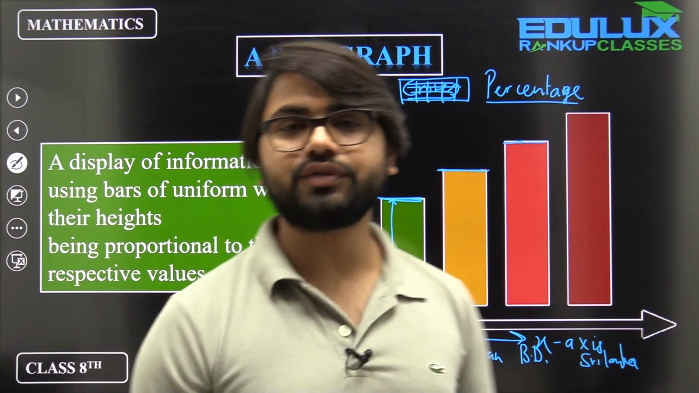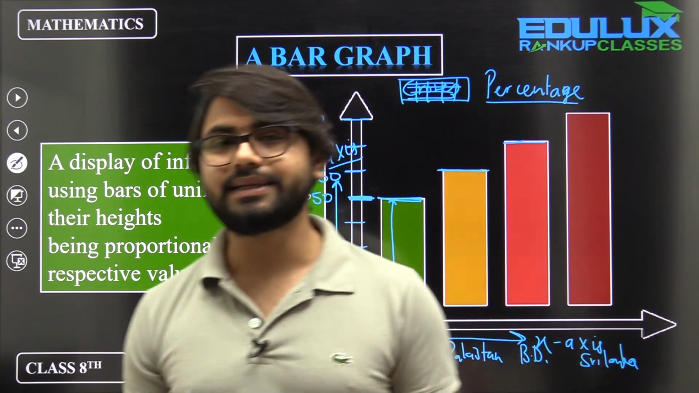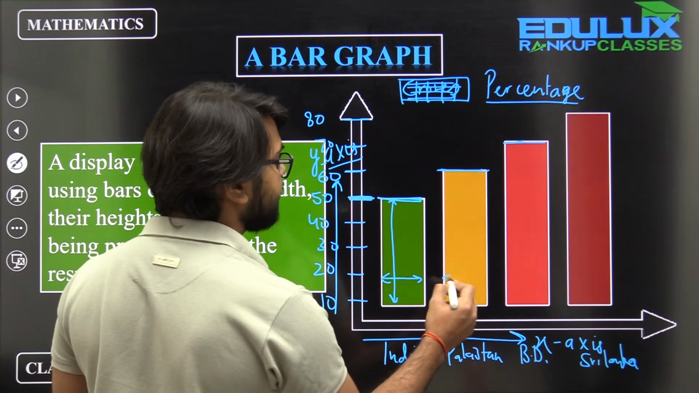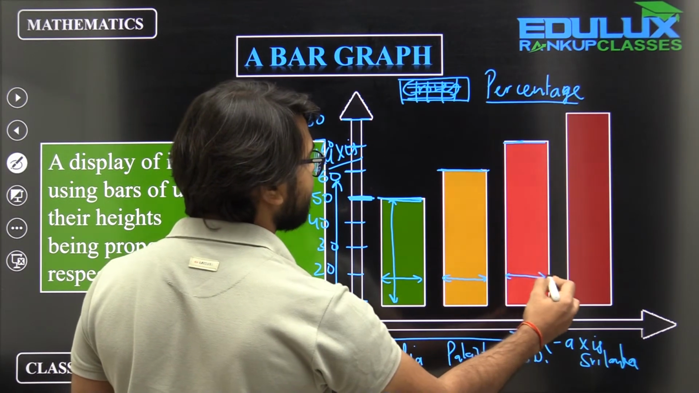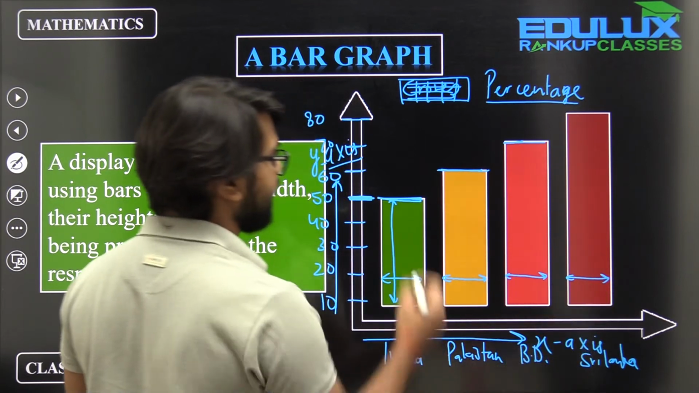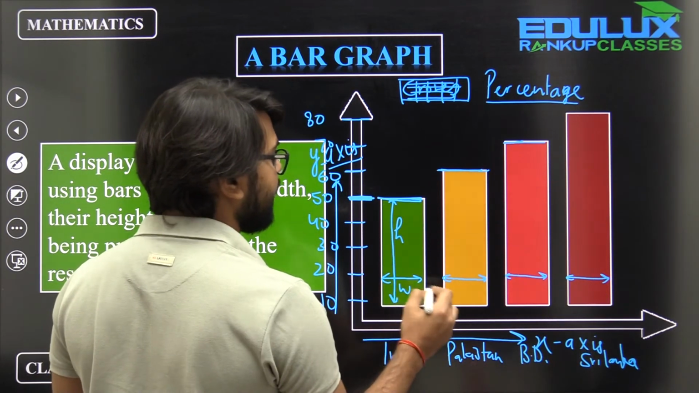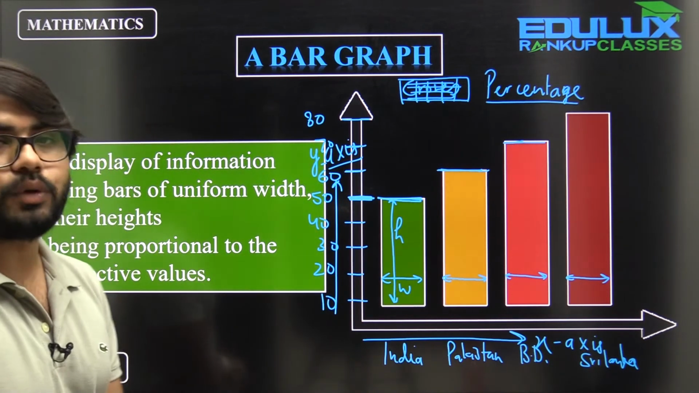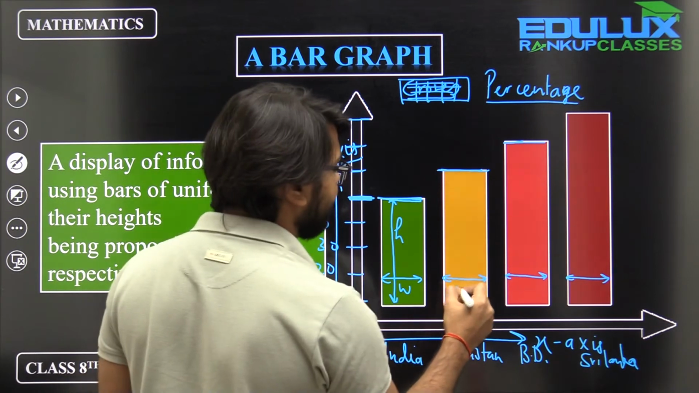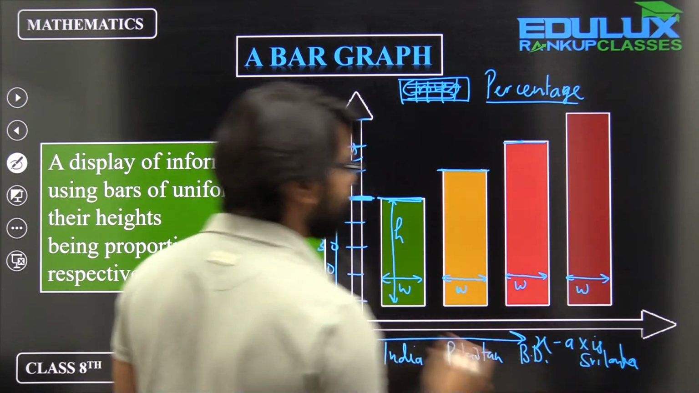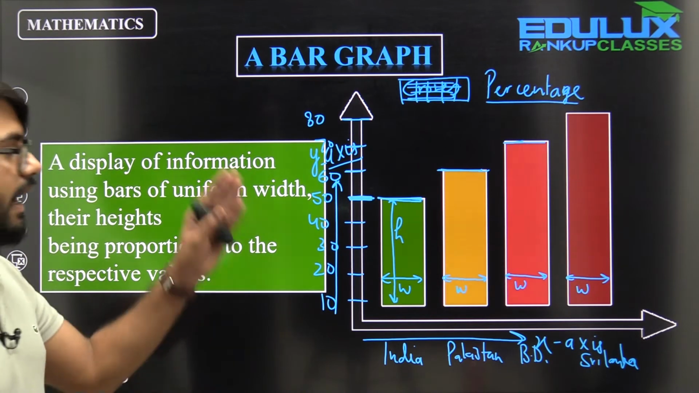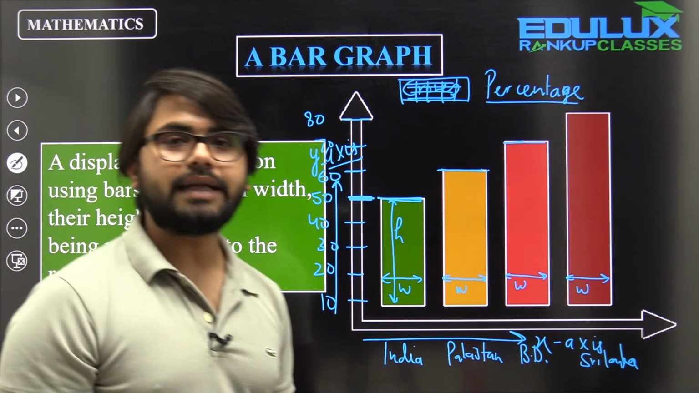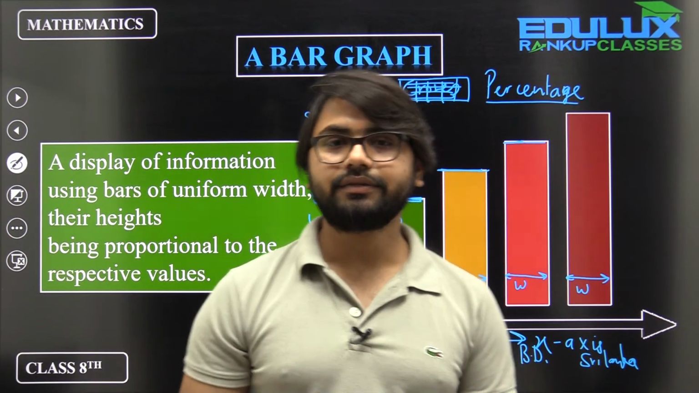So with the help of a bar graph, students, we can always represent some data, right? And these are the widths of these bars, which are rectangular. So these are the widths and these are the heights. Height may vary, it depends on the proportionality, and width will be the same for all these bars, but height may vary. So with the help of a bar graph, we can represent data like this.